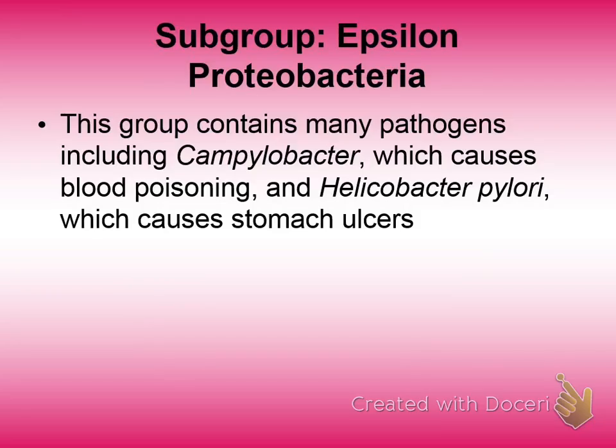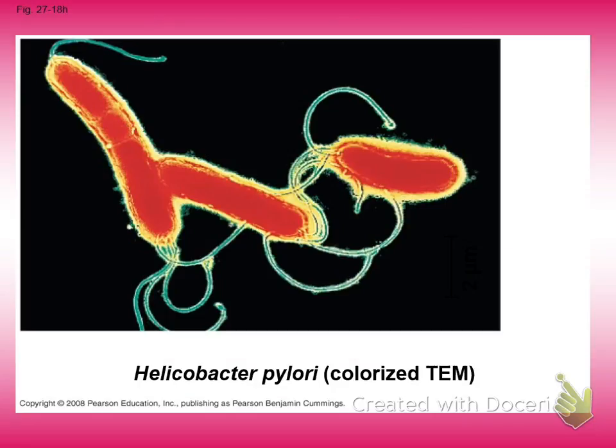Epsilon proteobacteria has the Campylobacter. It causes blood poisoning, and Helicobacter pylori. These cause stomach ulcers. A lot of people have ulcers. They think they have an ulcer, but it's really a bacterium. This bacterium can live in a very, very acidic environment, and they give you all sorts of problems because of that. So, nasty little critters, and all it takes is an antibiotic to wipe them out. You don't even know you have them after a while.